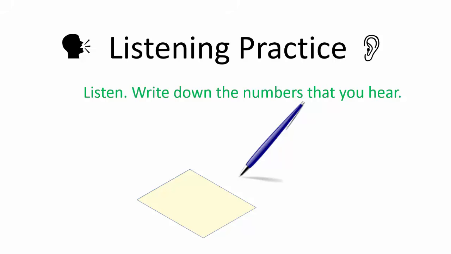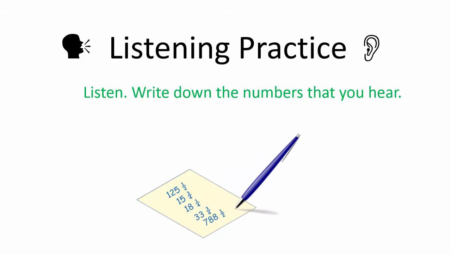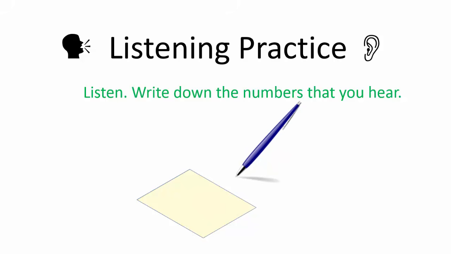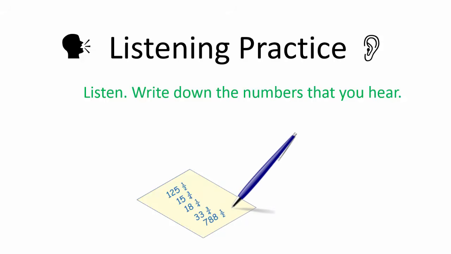So let's do some listening practice. Listen and write down the numbers that you hear. You'll need a pen and some paper for this activity. When you're ready to continue, click on the green button. So listen and write down the numbers that you hear. I'm going to read 8 numbers, and I'm going to read each one twice. So are you ready to start?